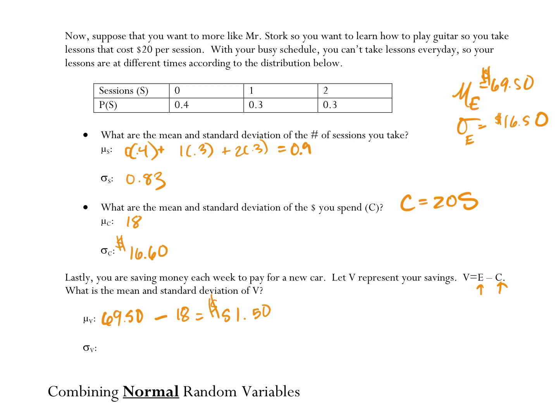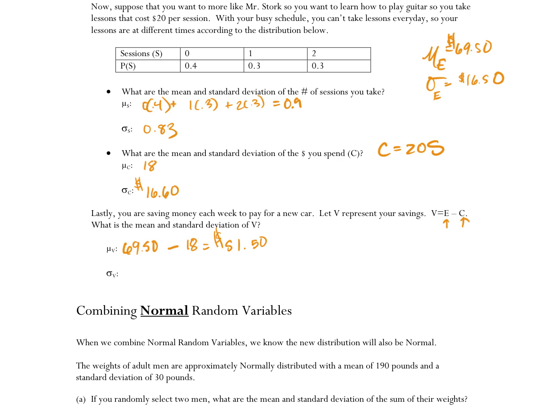My standard deviation will be 16.50. Well, so we have uncertainty about our earnings and we have uncertainty about our spending. We have two different sets of uncertainty here, yes? So you're going to do 16.50 squared plus 16.60 squared. 23.41, sure.